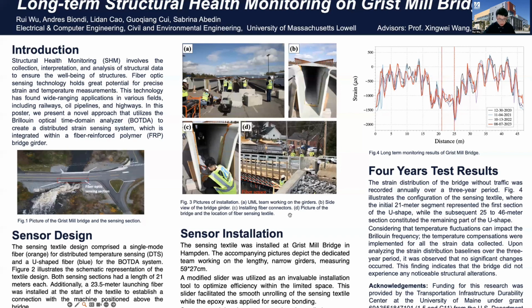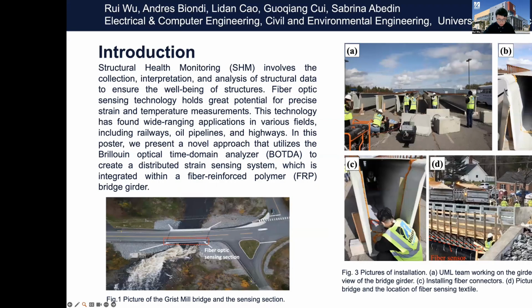Structural health monitoring is a critical field that involves the collection, interpretation, and analysis of structural data to ensure the safety and integrity of various structures. Fiber optic sensing technology has emerged as a promising solution for precise strain and temperature measurements. Its applications span across diverse fields, including railways, oil pipelines, and highways.